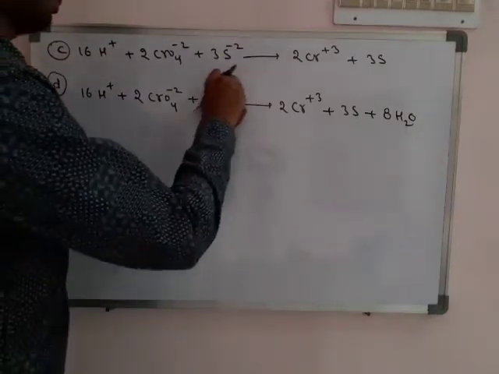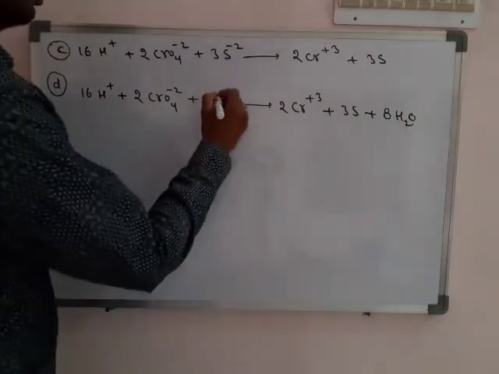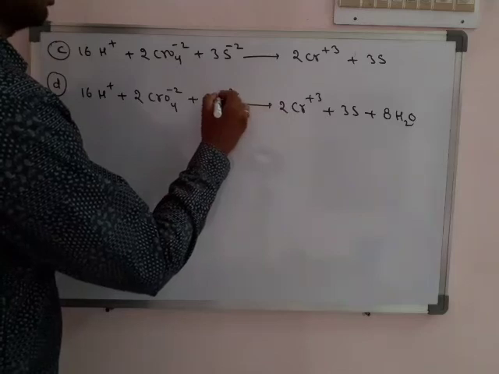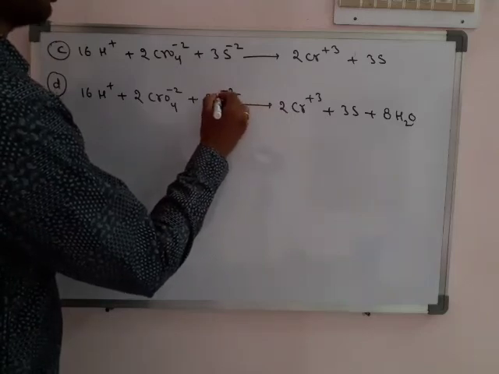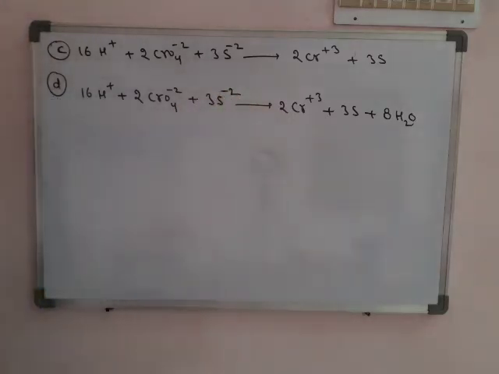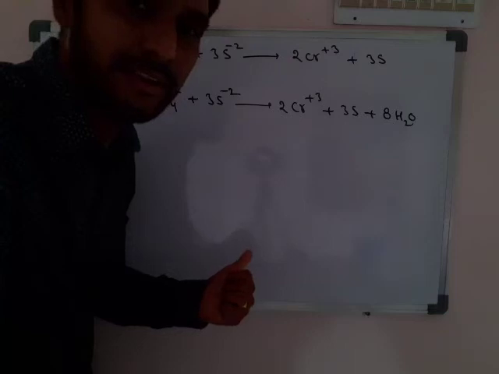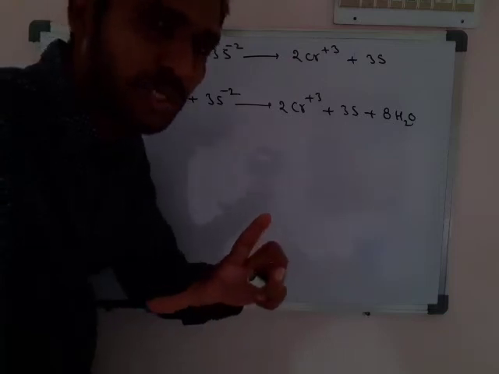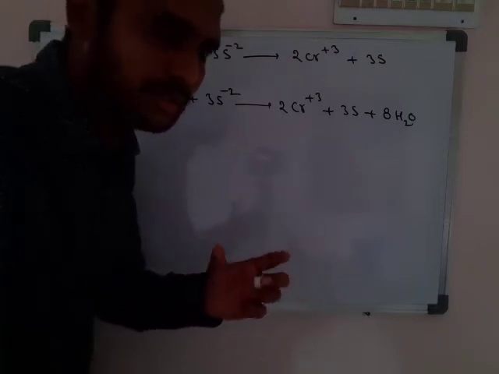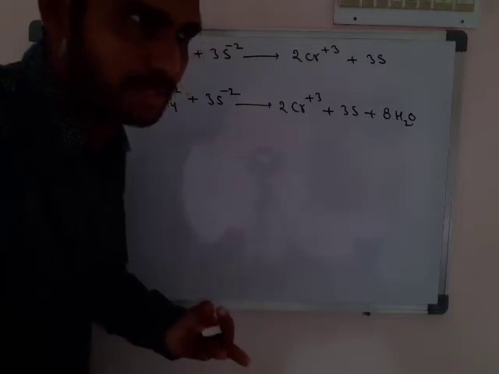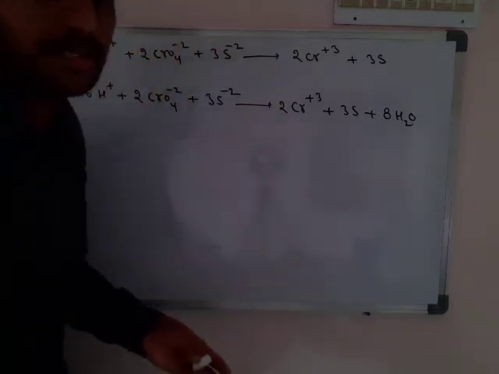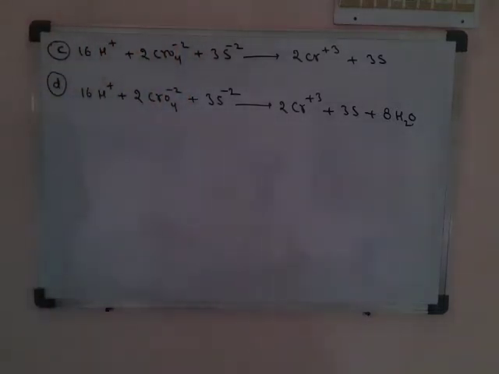8H2O. Okay, so I think all are balanced. But we have to add those ions also, which we left. Okay, so we left some ions at the starting, sulfate ions and potassium ions. So I have to add those ions also on both sides.